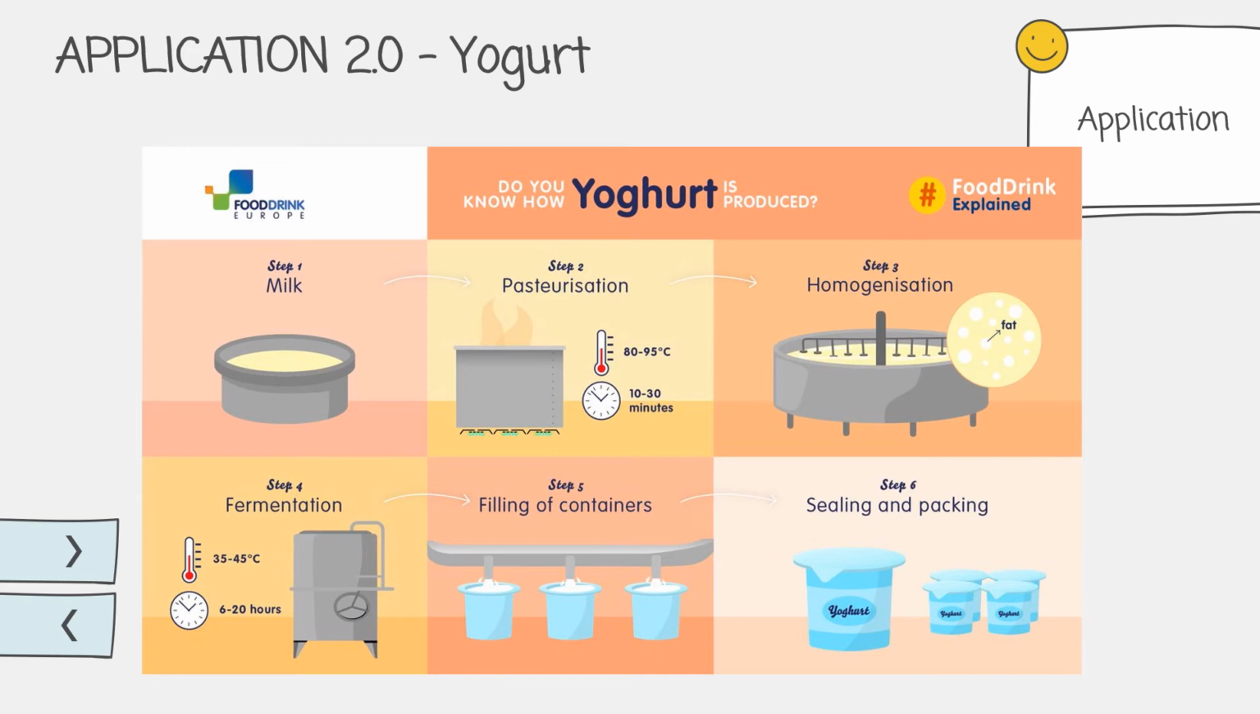Fourth is homogenization, which is the breakdown of fat droplets to make them smaller so that they stay suspended in the yogurt instead of sinking and making it all lumpy. Fifth, the milk should be cooled down to around 40 to 45 degrees Celsius. After it has cooled down, bacteria are added, two types: Streptococcus and Lactobacilli. The milk needs to be cooled first to prevent them from being killed by the high temperature.